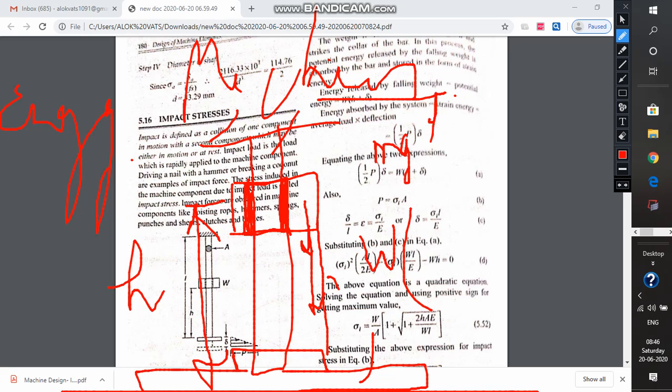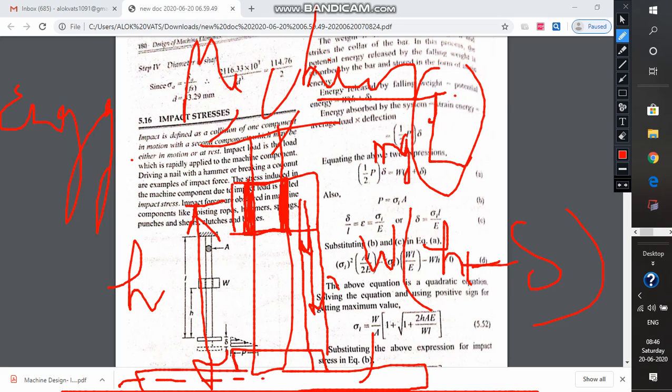It is given by mgh, and since h is the total displacement, it will be given by h plus delta. And what is delta? Delta is the displacement. When the weight falls from a height h and strikes the collar, there will be a displacement delta in the collar itself, so the total displacement becomes h plus delta. And what is mg? Mg is nothing but W, the weight of this body.